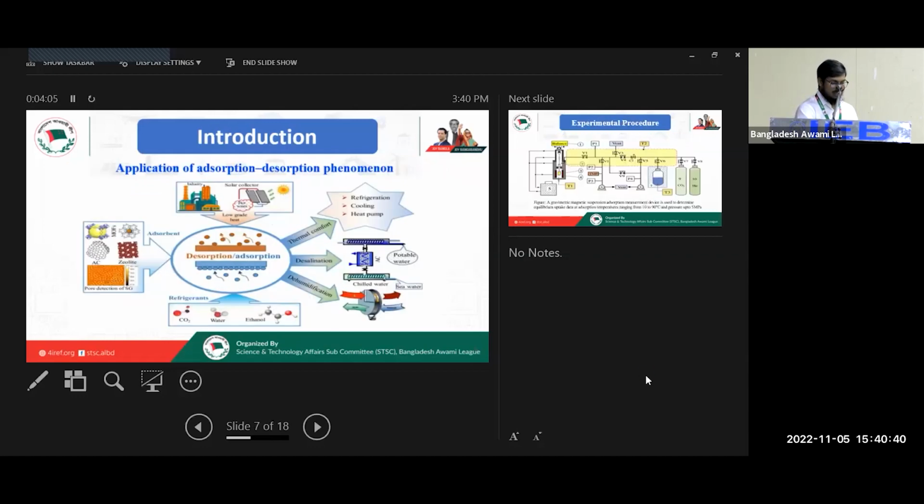This is the application of adsorption and desorption phenomena. These phenomena can be applied in thermal comfort, desalination, and dehumidification. Also, natural refrigerants such as carbon dioxide, water, and ethanol are used, and the adsorbent uses activated carbon and eco-friendly gas.